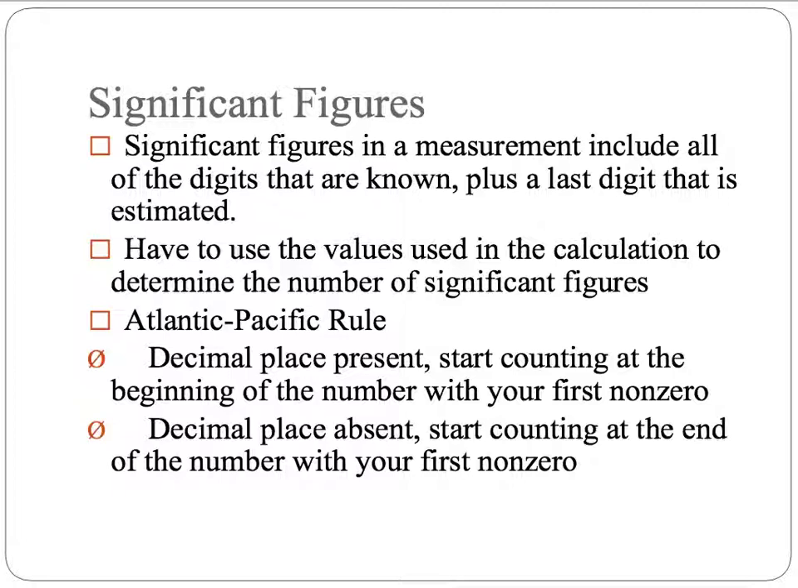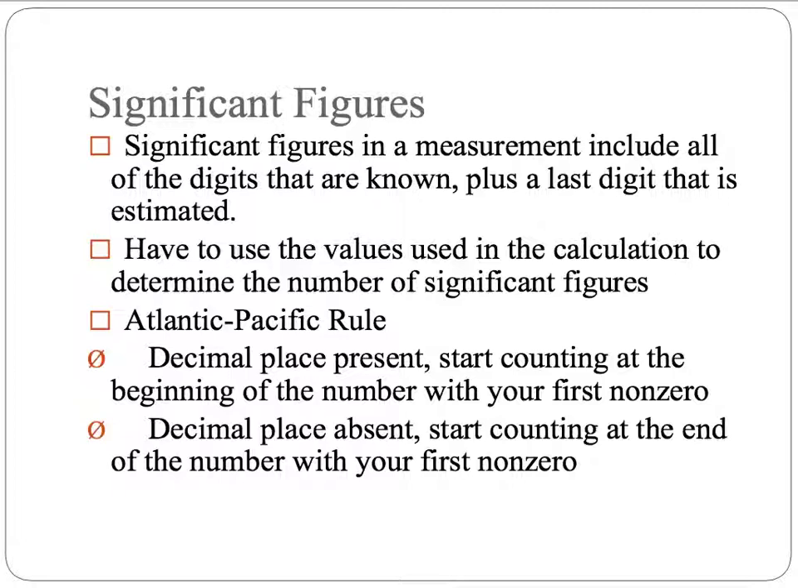So we have to look at how to record our answers to the correct number of significant figures. The definition is, in a measurement, it includes all of the digits that are known plus a last digit that we estimate. So where is our stopping point? Where are we going to stop measuring it? So we've got to look at first how to figure out how many significant figures are in a number.